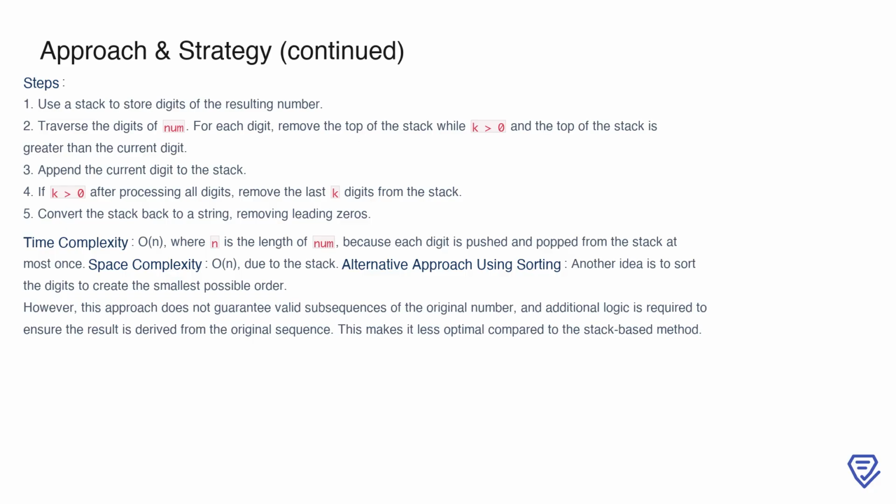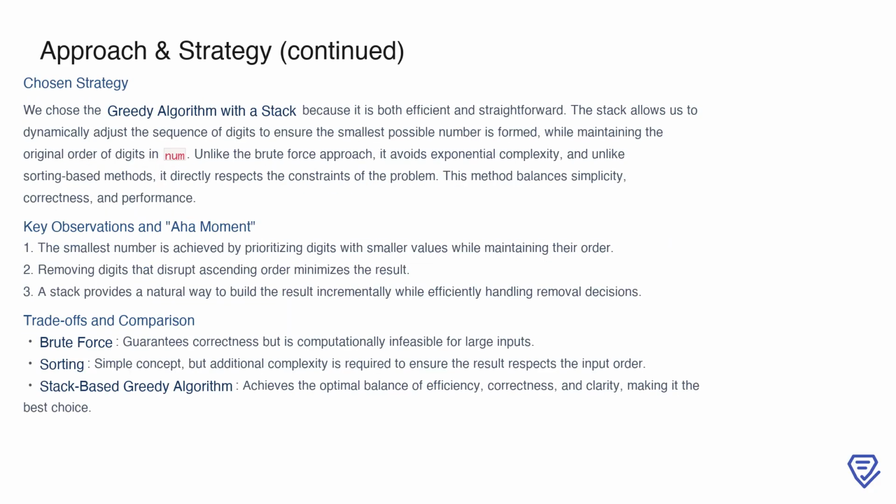While sorting the digits might seem like another potential solution, it doesn't guarantee that the resulting number will respect the sequence constraints of the original input, making it less suitable for this problem compared to the stack-based method. The greedy algorithm with a stack is the strategy of choice because it balances efficiency, correctness, and simplicity. By dynamically adjusting the sequence of digits while maintaining their original order, the stack allows us to build the smallest possible number in an intuitive and methodical way.